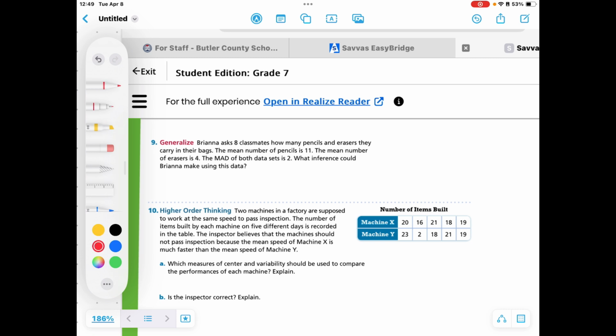So let's kind of draw it out the way that we have seen in the notes. So we have that, and then we have one more. Just extend that out a little bit longer. So we typically see this as pencils. We're told that the mean was 11, but the MAD value is going to be a 2. And then we have erasers. This mean is 4, but the MAD value is also 2.